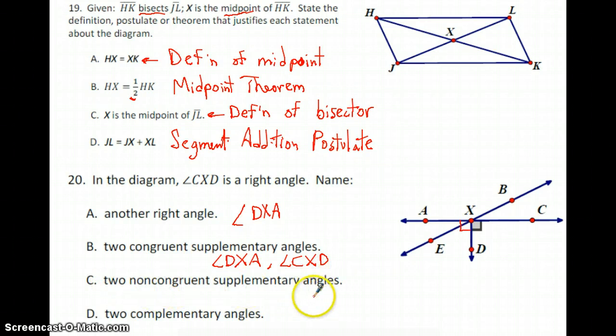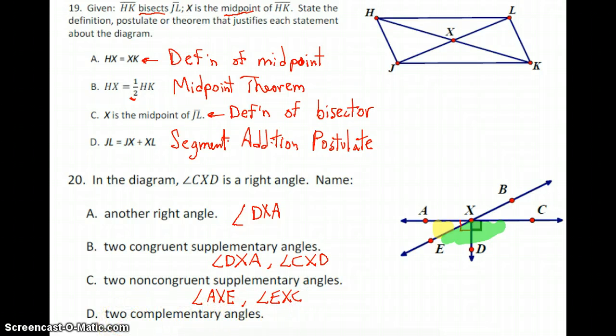Two non-congruent supplementary angles. Okay, those would be easy to find as angles along a line. Let's do AXE. So, this little angle in here is going to be supplementary to the rest of it. So like this angle out here. The yellow part and the green part have to add to 180. AXE with EXC.